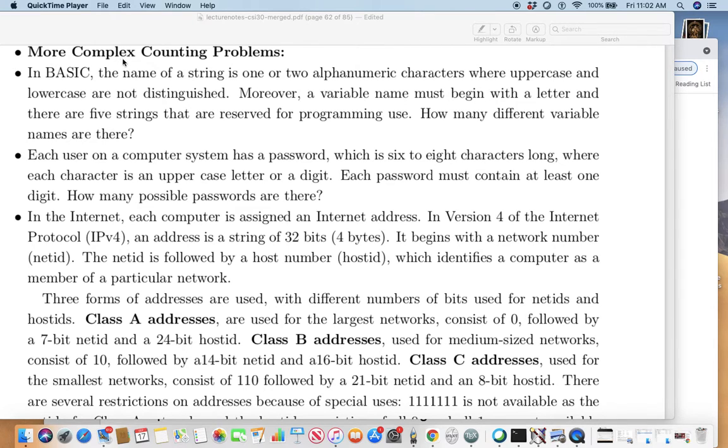Welcome back. More complex counting problems. In BASIC, the name of a string is one or two alphanumeric characters, only one or two, where uppercase and lower cases are not distinguished. Moreover, a variable name must begin with a letter, and there are 5 strings that are reserved for programming use. How many different variable names are there?